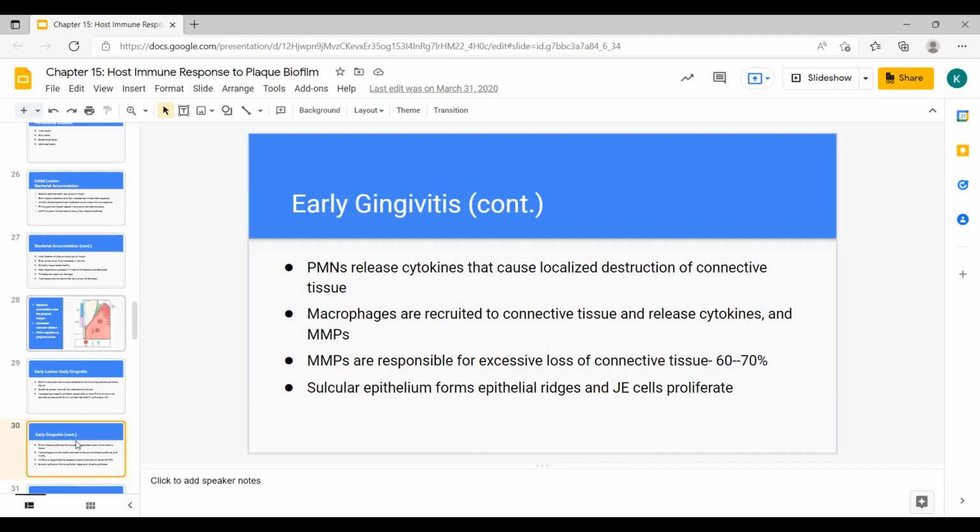Macrophages are recruited to the connective tissue and release cytokines and MMPs. MMPs are responsible for excessive loss of connective tissue. Louder for the people in the back. Remember, MMPs are responsible for excessive loss of connective tissue. Sulcular epithelium forms epithelial ridges, and junctional epithelium cells proliferate.